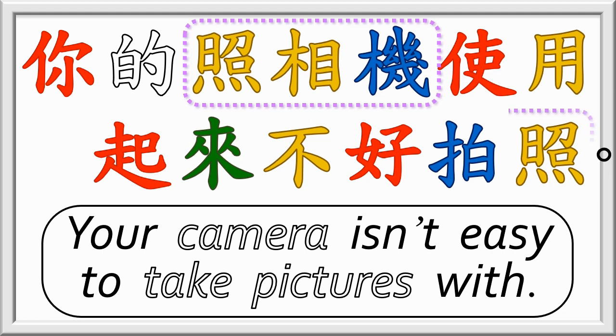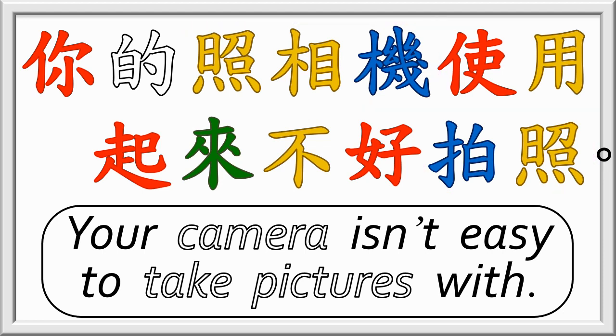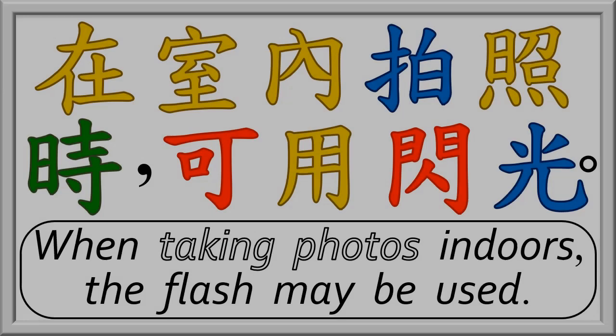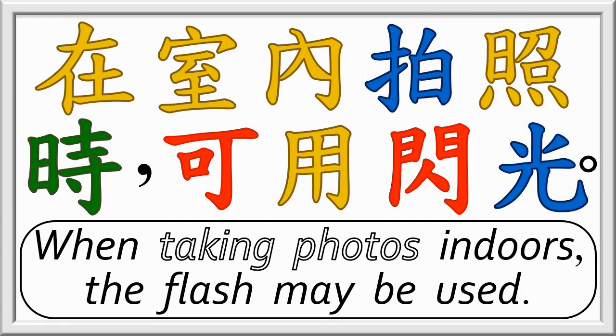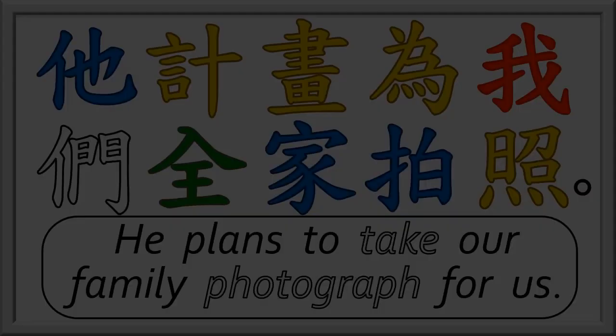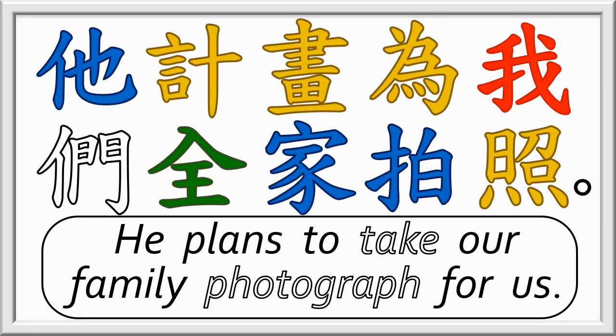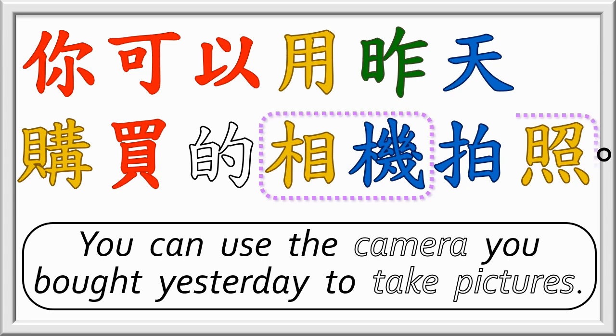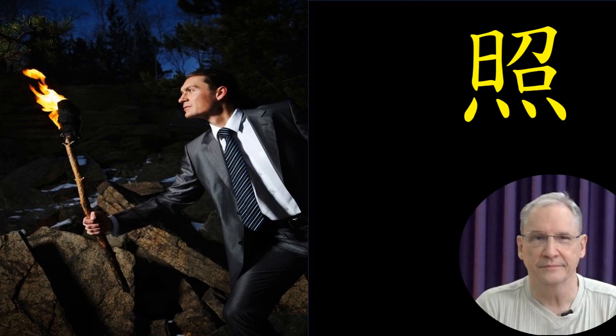你的照相机使用起来不好拍照. Your camera isn't easy to take pictures with. 在室内拍照时可用闪光. When taking photos indoors, the flash may be used. 他计划为我们全家拍照. He plans to take our family photograph for us. 你可以用昨天购买的相机拍照. You can use the camera you bought yesterday to take pictures.